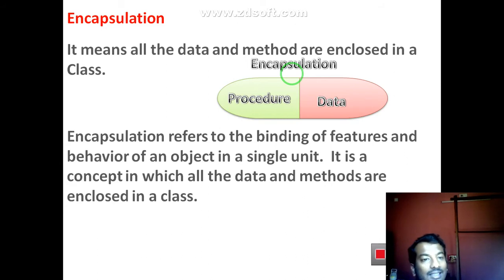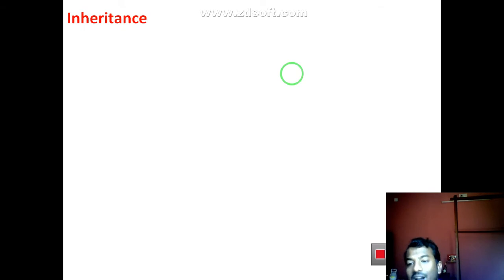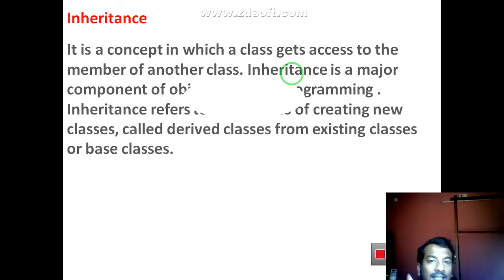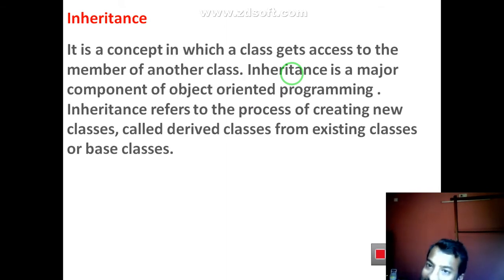Next point is inheritance. What is inheritance? It is a type of mechanism in which one class derives from another class. That process is called inheritance. Let's discuss briefly. It is the concept by which a class gets access to the members of another class. Inheritance is a major concept in object-oriented programming.